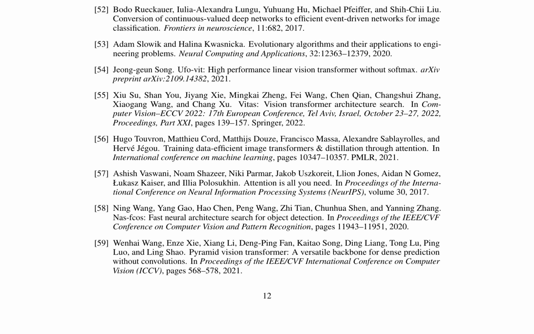58. Finally, Wenhai Wang et al.'s pyramid vision transformer provides a versatile backbone for dense prediction tasks without relying on convolutional layers. 59. This overview highlights the diverse range of techniques and models being explored in deep learning research, each contributing to the advancement of the field.